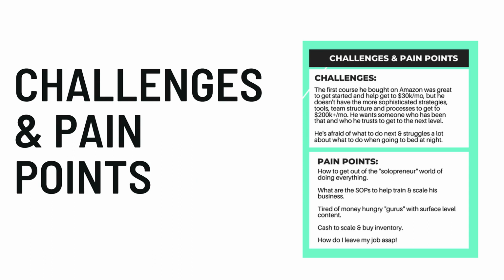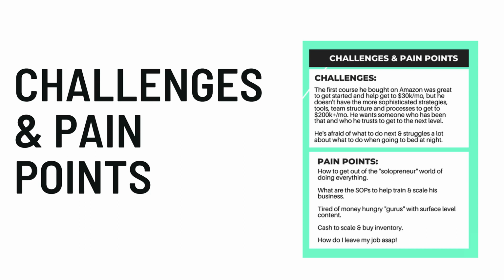So the challenges and pain points in Michael's custom archetype, starting with challenges. The first course he bought on Amazon was great to get started and helped him get to $30,000 a month. But he doesn't have the more sophisticated strategies, tools, team structure, and processes to get to $200,000 plus a month. He wants somebody who's been there and who he trusts to get to the next level. He's afraid of what to do next and struggles a lot about what to do when going to bed at night. So again, we're kind of tapping into the journey he's been on.